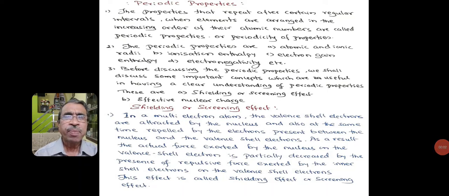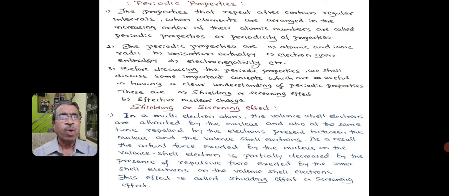Dear students, let us study today about the periodic properties. In the last class, we have studied about the modern periodic table. So, the properties that repeat after certain regular intervals when elements are arranged in the increasing order of their atomic numbers are called periodic properties or periodicity of properties.